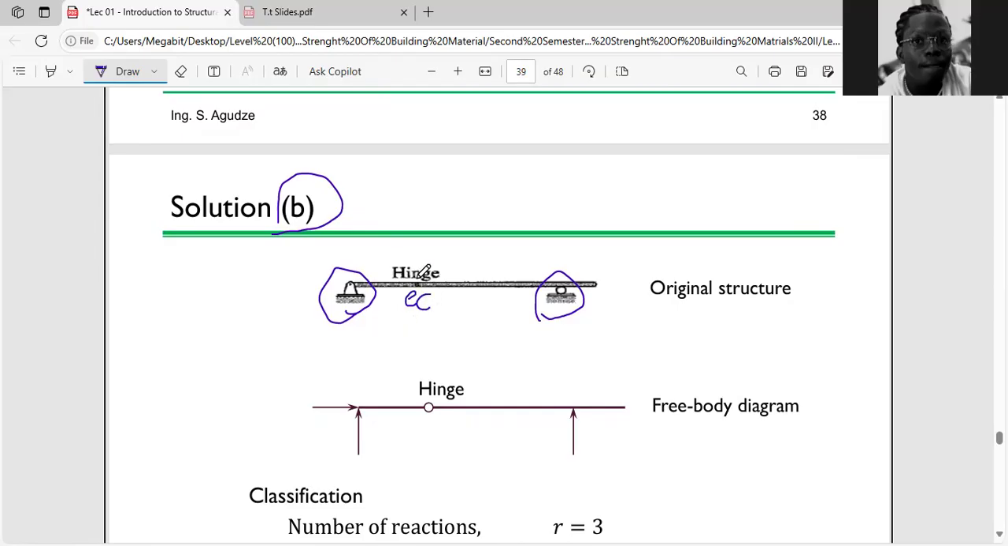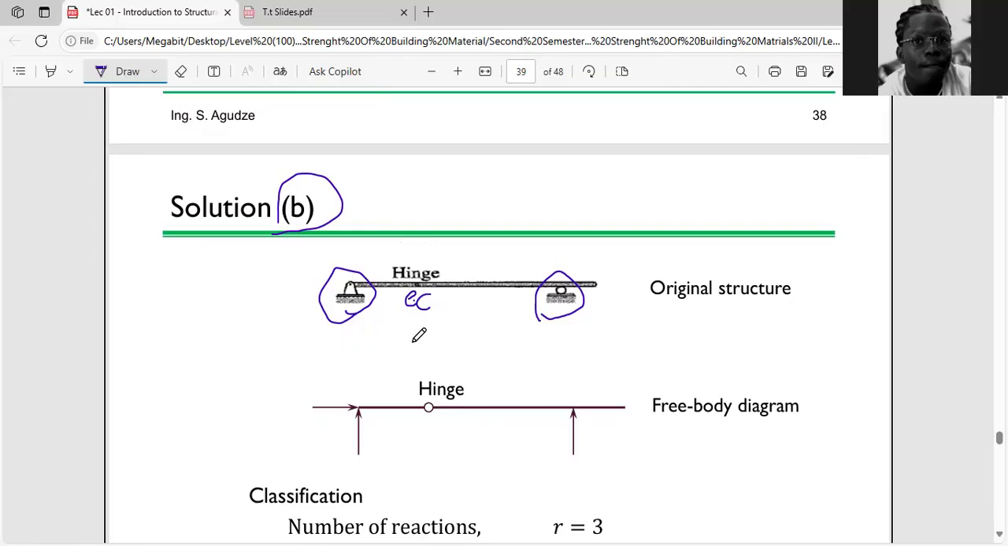So how many equations of condition do we have over here? The hinge that you are seeing over here, and it's just one. This hinge you are seeing over here is different from the one I have circled. The one I have circled is a support, but this one over here is a problem. And what is the problem? The problem is equation of condition.